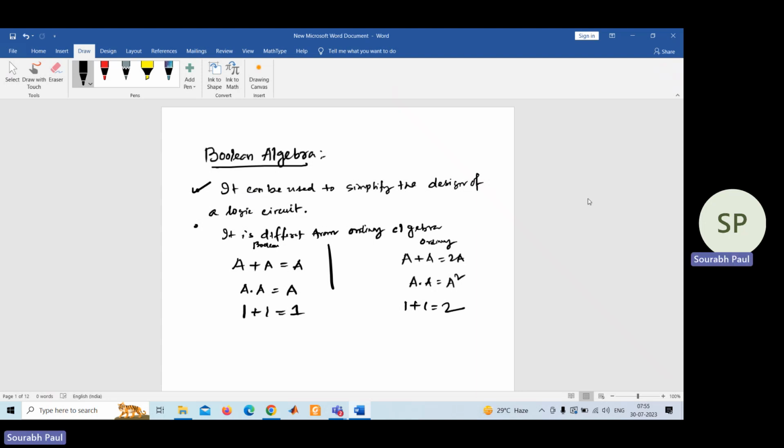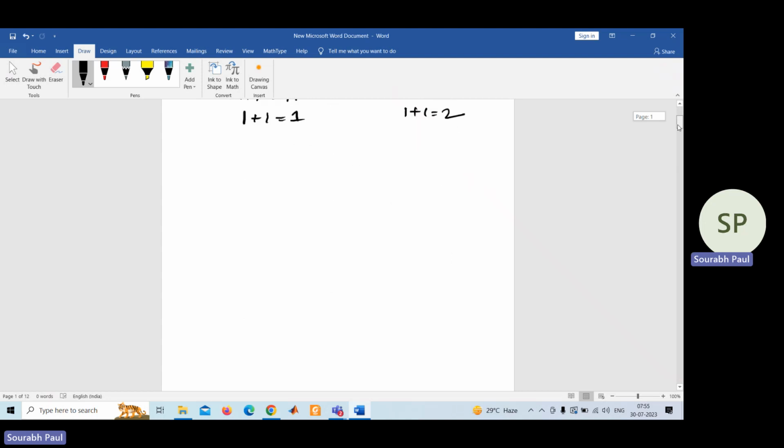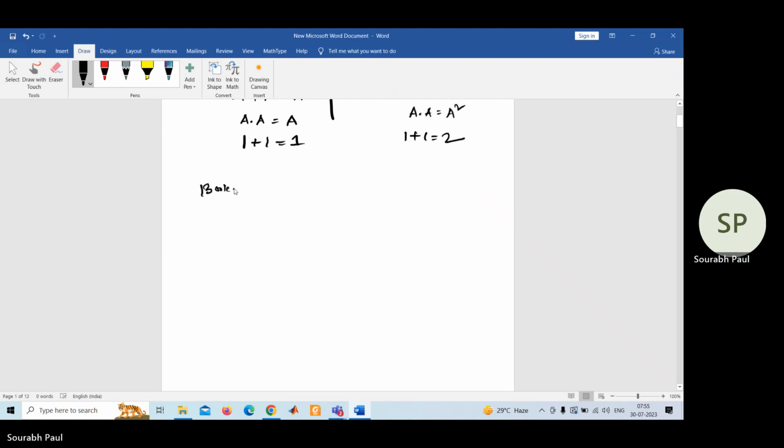Now you can come to the next thing. What are the operations we generally do using Boolean algebra? First of all, let me write down the heading: Boolean logic operations. So what are the operations we generally do? All of you know these things very well.